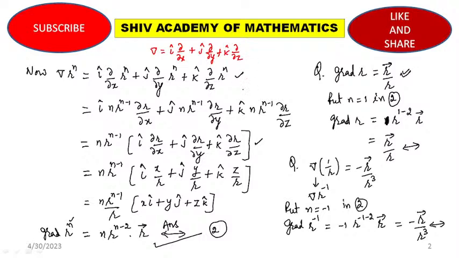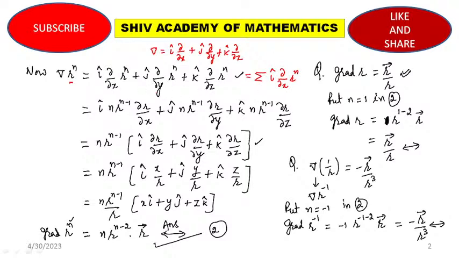So we put the value of this del and we operate this del on this r to the power n because it is an operator. So we operate it on this r to the power n: i cap del by del x r to the power n plus j cap del by del y r to the power n plus k cap del by del z r to the power n. In short form you can also write it as sigma i cap del by del x of r to the power n. I will solve some problems with this compact form also, and this is the expanded form.